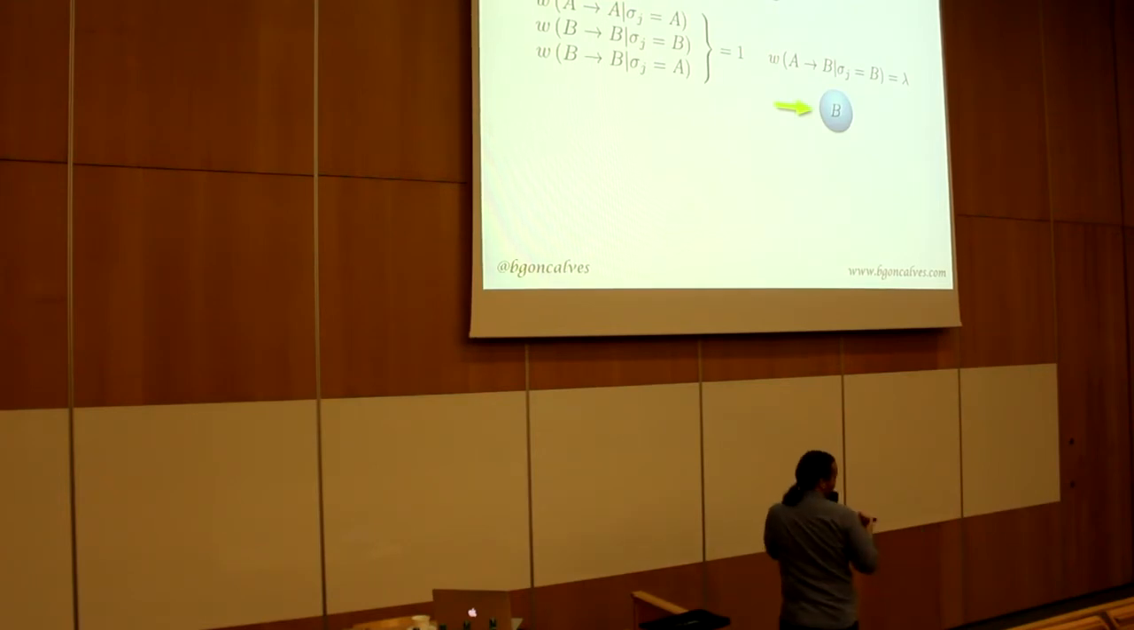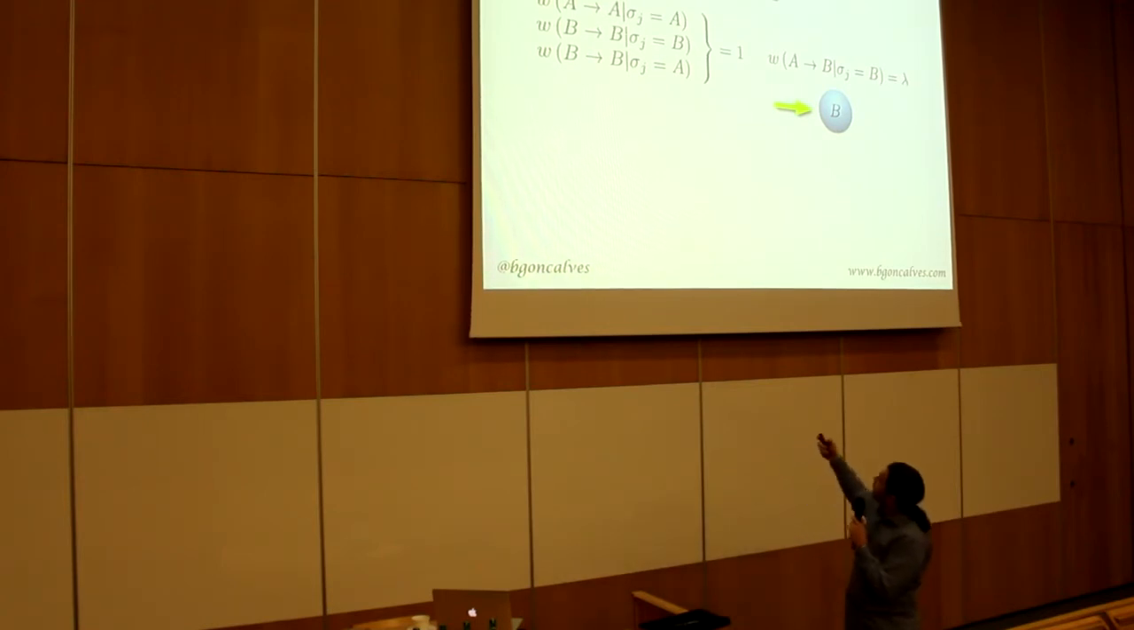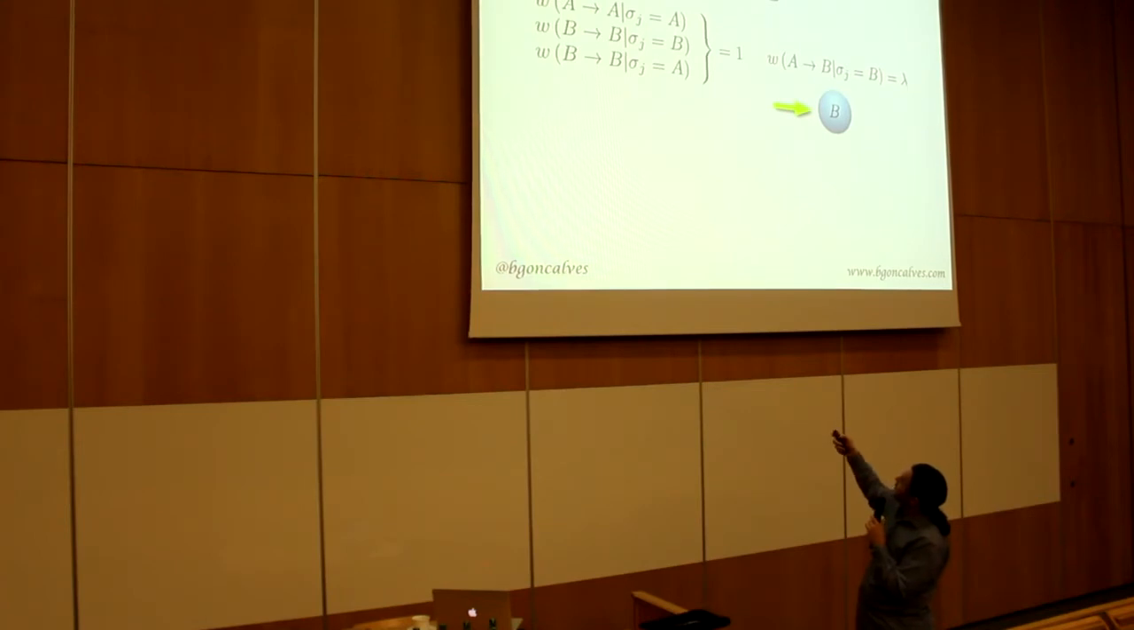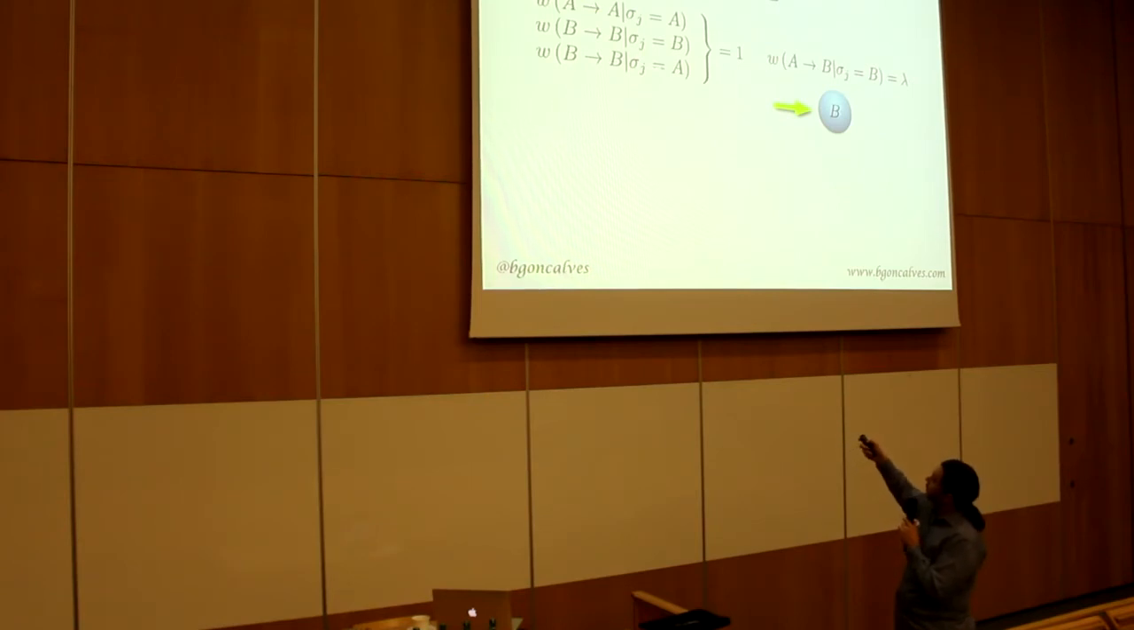So B is basically an absorbing state in this system, right? You can go from A to B. Once you are B, nothing changes. And that's basically what's represented here. If you go from B to B, you interact with B; you go from A to A, you interact with an A. So these two are stable, and if you are B, you never stop being B, even if you interact with an A.